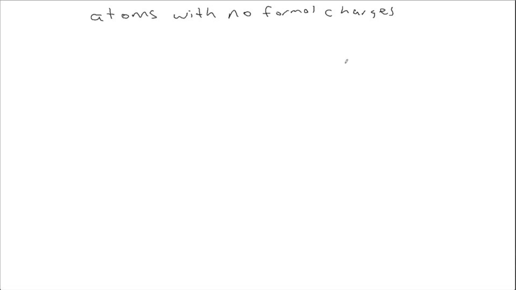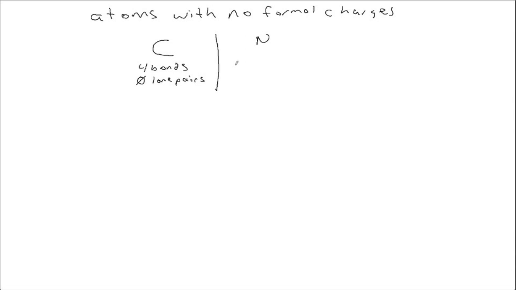Let's talk about atoms with no formal charges. So let's think about a carbon with no formal charge. How many bonds does a carbon with no formal charge have? 4. How many lone pairs does it have? None. Very good. How about a nitrogen with no formal charge?